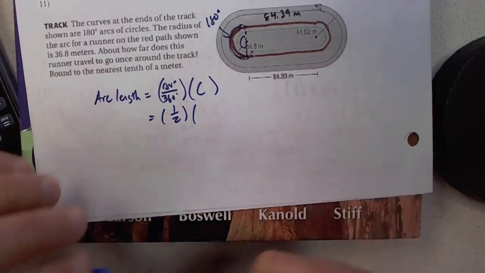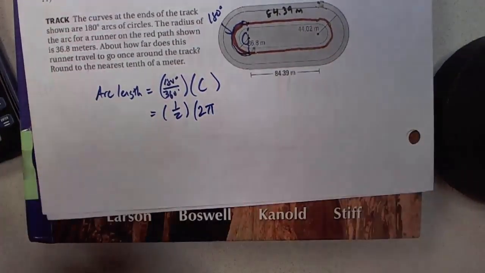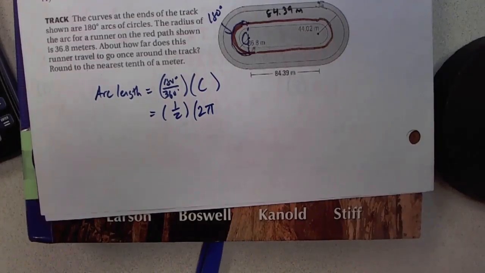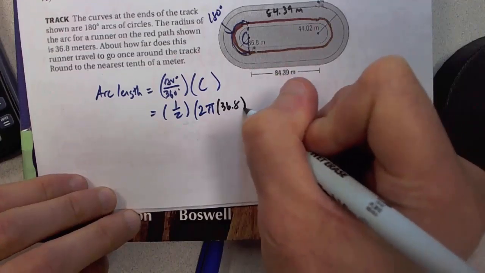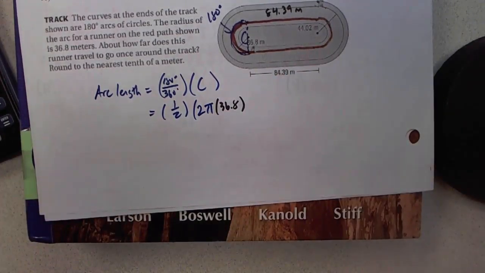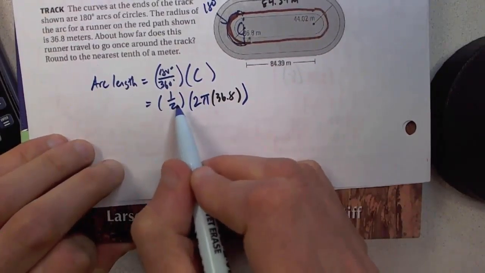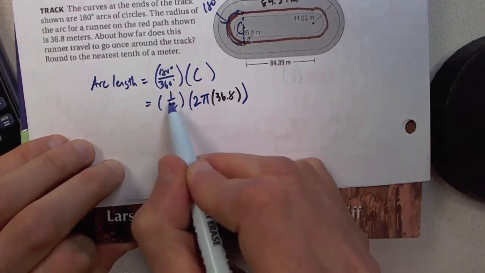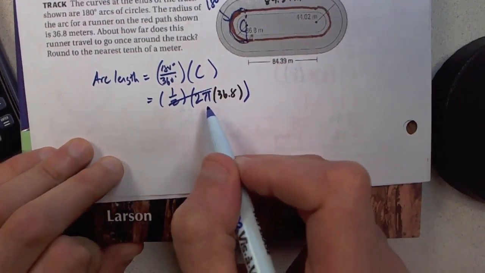Now, what is the circumference? Again, we can use that formula, 2 pi r. 2 pi times, what is the radius? It's kind of covered up here, but it was 36.8 meters. Okay. Now, we can simplify this before we get going. 1/2 times 2, that's just 1. So I'm left with 36.8 pi.